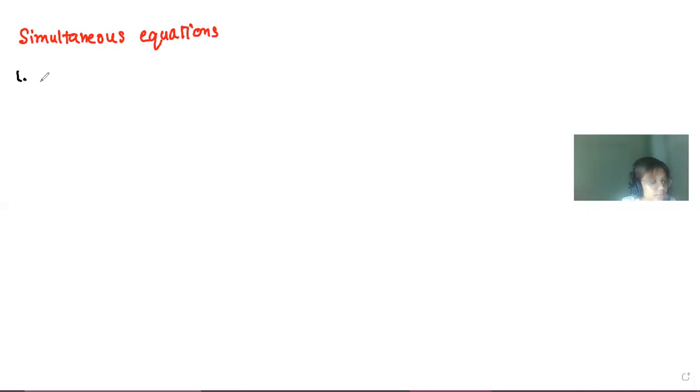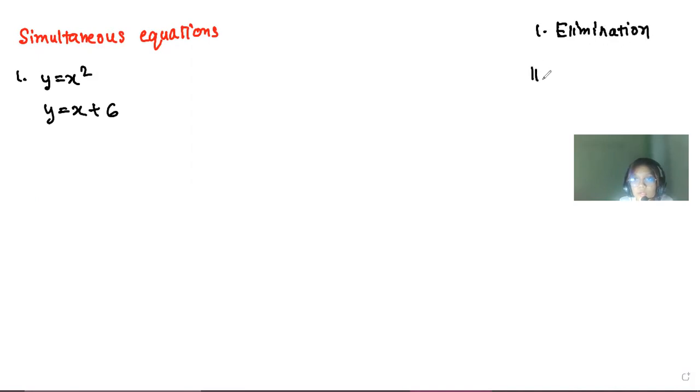Let's start with an easy question. That is, y is equal to x squared and y is equal to x plus 6. So in the last video, we saw that we can solve simultaneous equations in two methods. That is either the elimination method or the substitution method.